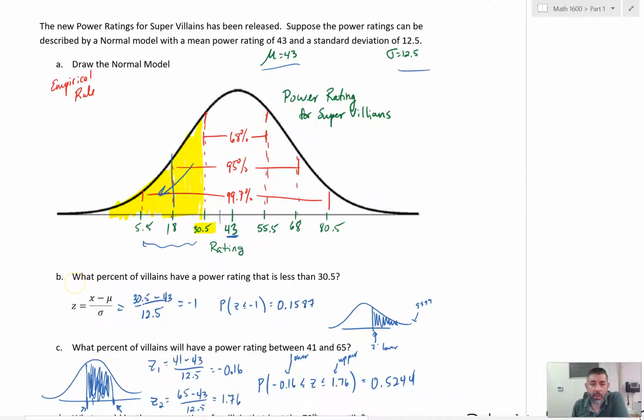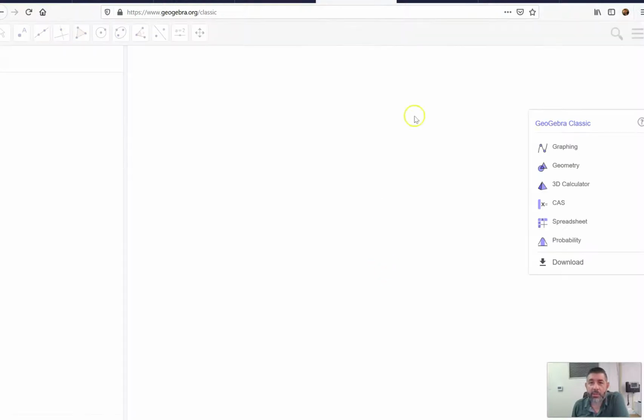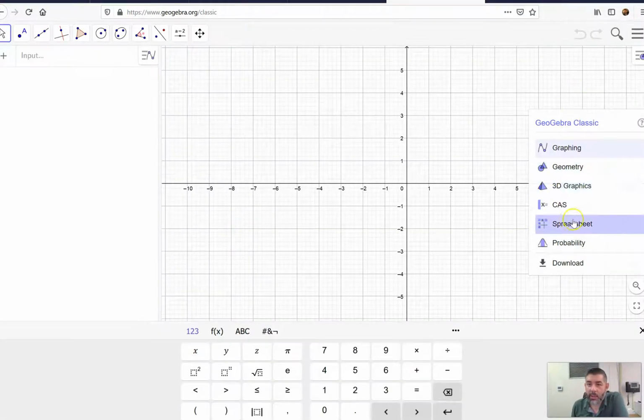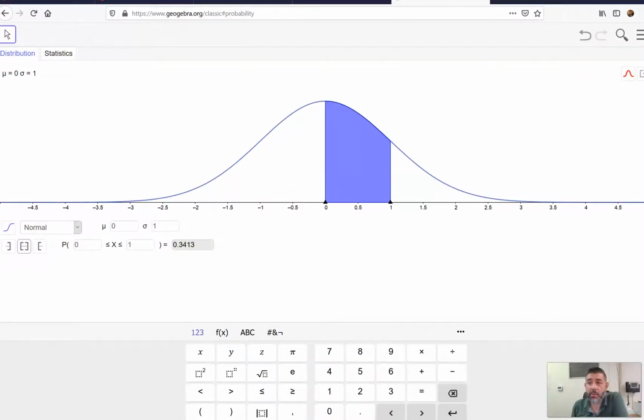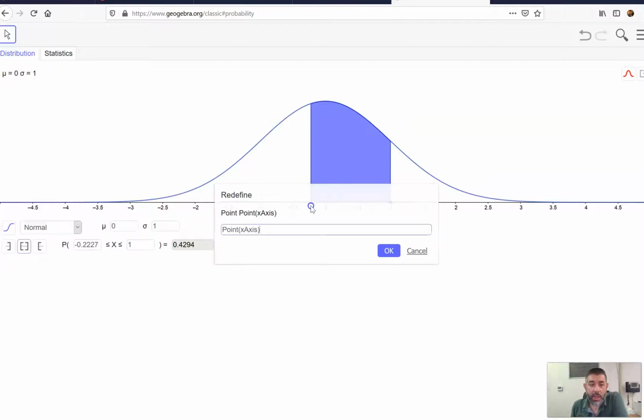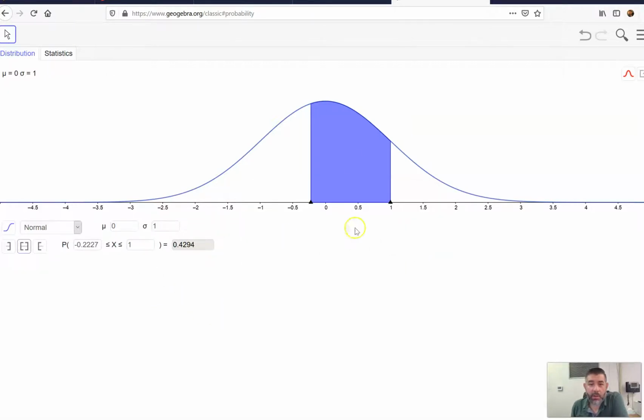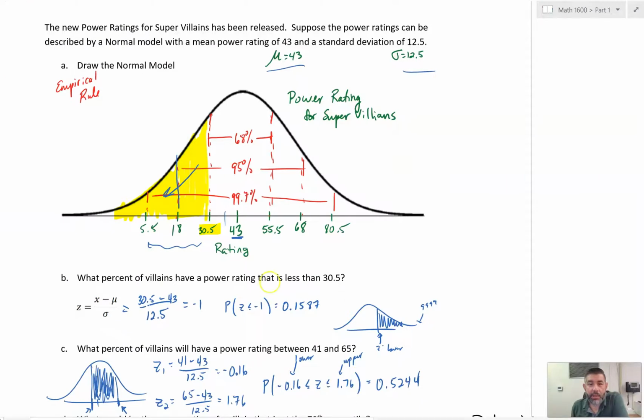Really what we're doing here is looking for what percent of villains have a power rating less than 30.5. Here is our normal distribution. In GeoGebra, I like using GeoGebra Classic, and in GeoGebra Classic, we're going to go with Probability this time. So we go to Probability, and we've got our normal distribution. Let me move my screen just a little bit here so we can see what we're doing. Okay, so here's our normal distribution. The problem that we have here is we want to know the percent less than 30.5.